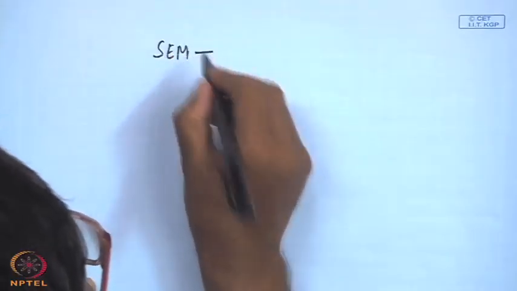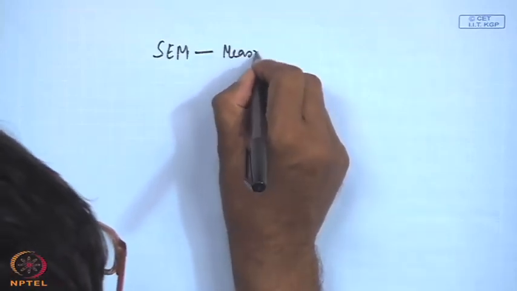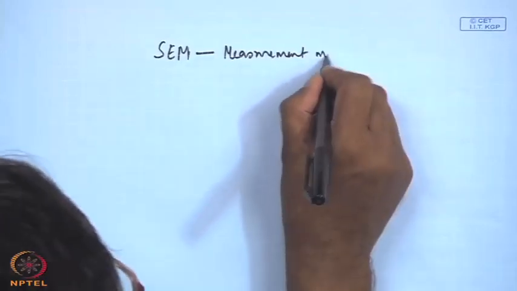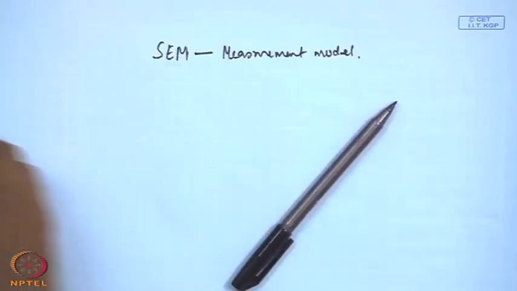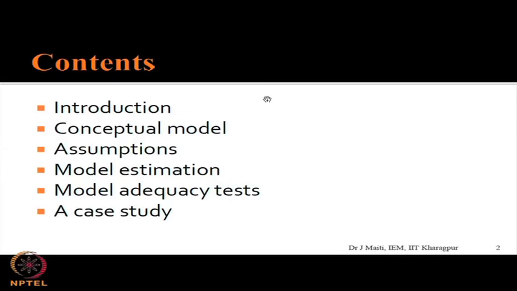Today we will start structural equation modeling part 1, that is measurement model SEM, that is structural equation modeling measurement model. Now let me see the content of today's presentation. We will start with the conceptual model, then the assumptions of the model, then how to estimate the model parameters and model adequacy test, followed by a case study.